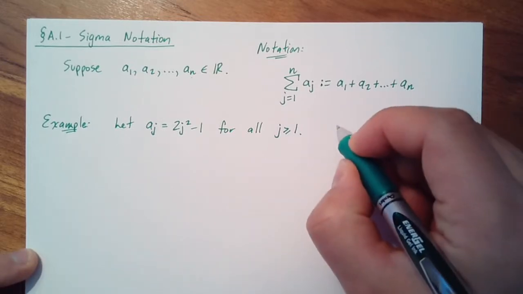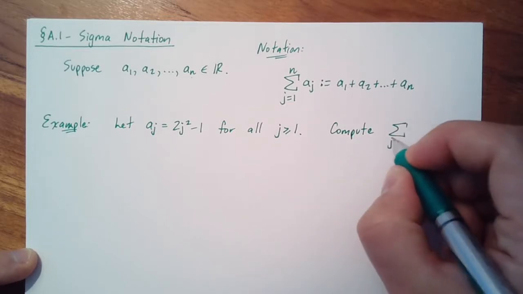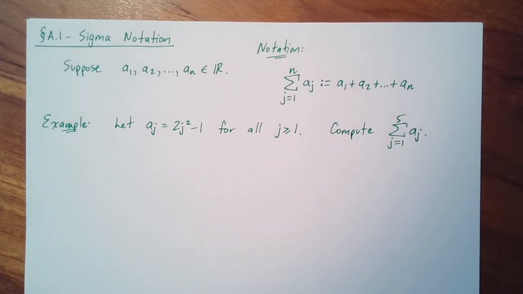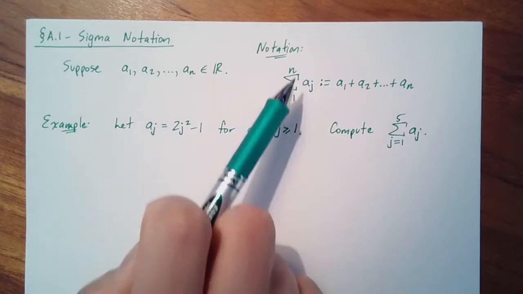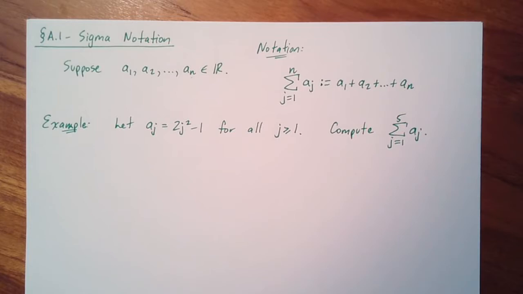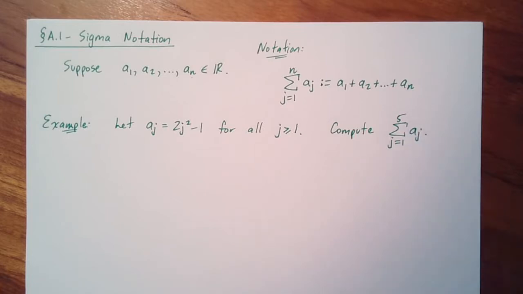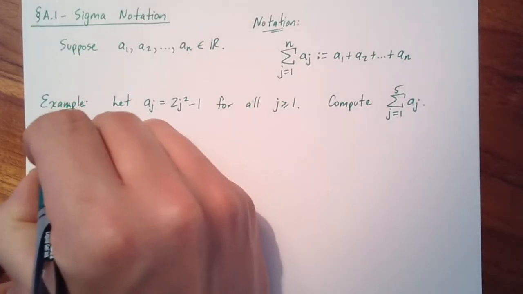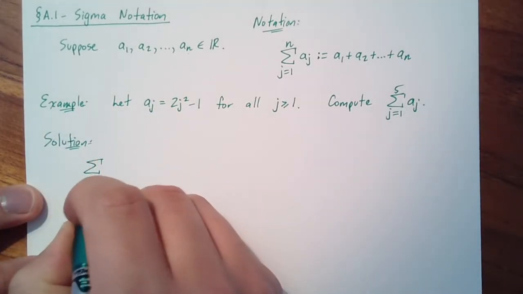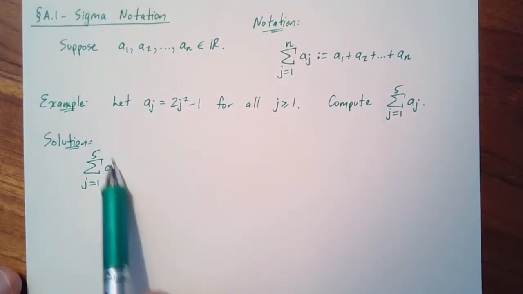And what we're going to do in this example is compute the sum from j equals 1 to 5 of aj. So it's kind of like this notation, except instead of an unknown stopping point, n, we have a fixed stopping point, 5. So you're just going to add up aj, where j is allowed to range from 1 up to 5. So let's see what that looks like when we actually work it out. The first step is to unpack what the summation notation actually means. So let's just start by rewriting what we're going to compute. This is what we're evaluating.